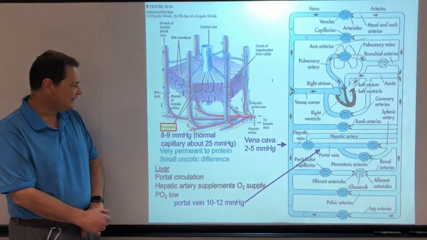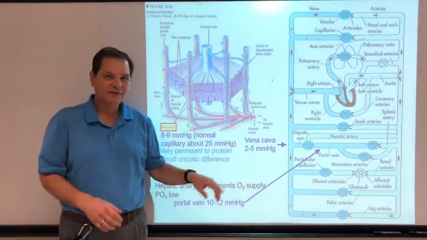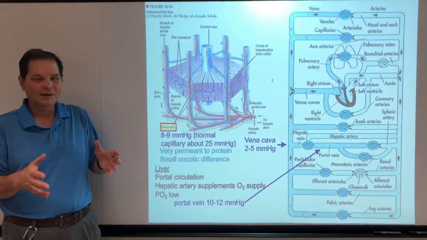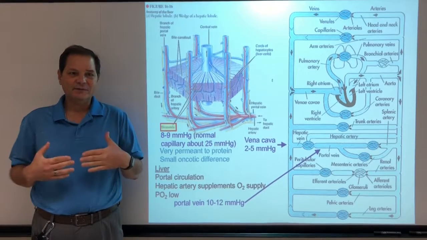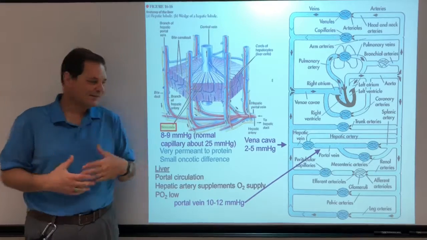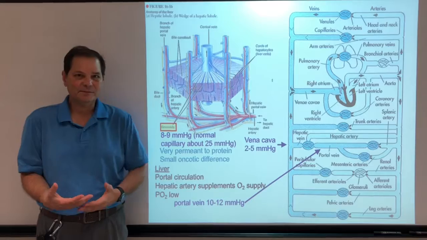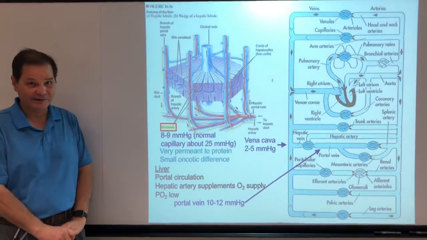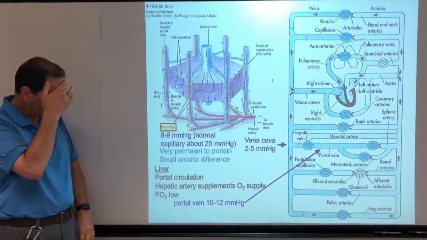So the capillaries in the liver are also very permeant to protein. Okay, so unlike normal capillaries where you've got a bunch of albumin that can't cross the wall, and the osmolarity is high relative to the tissues, and you're drawing water back in through reabsorption, that's not taking place so much in the liver because the capillaries in the liver are really permeant to proteins. And as you will find out, the reason for that is because you're producing proteins like albumin there, and they need to be able to get into the circulation.